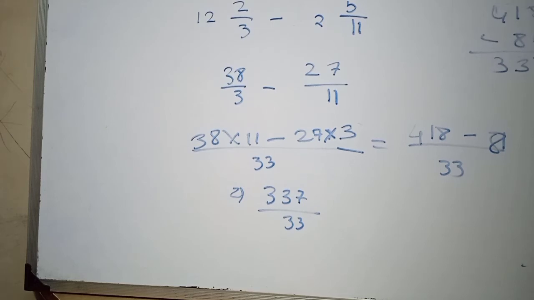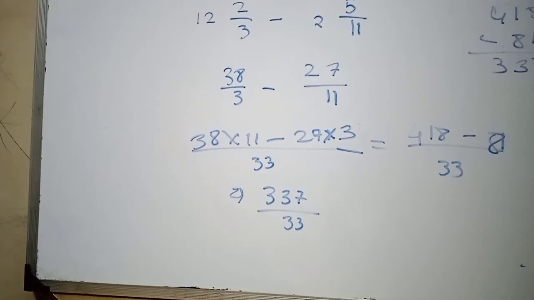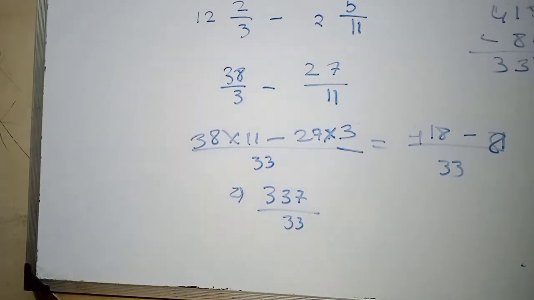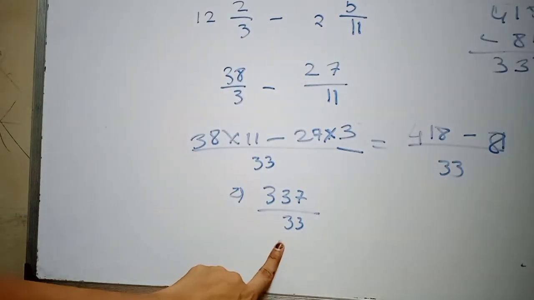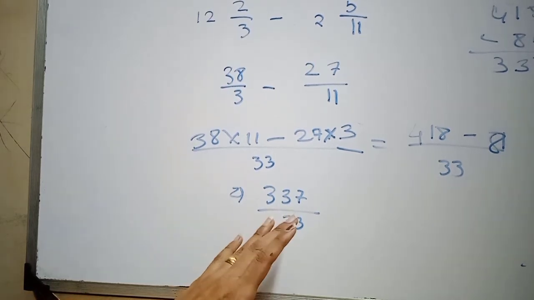Okay, this will be our answer, and we can change it into a mixed fraction also by dividing 337 by 33. But a different sum is given here. There is some mistake in the numbers, so please leave that sum. I just tell you that if the numbers were like this, then the sum would be right. But as the sum is given wrong, please leave this sum.